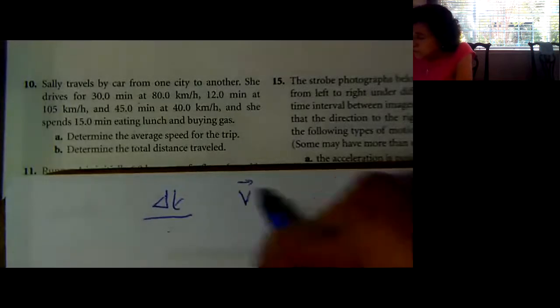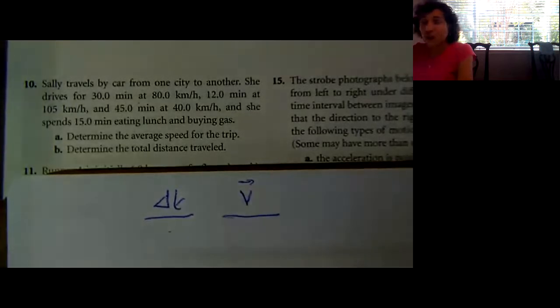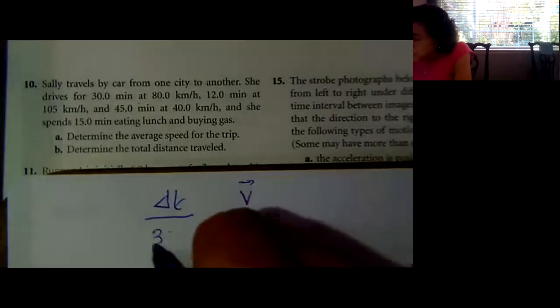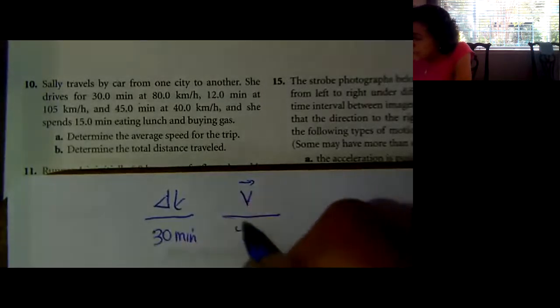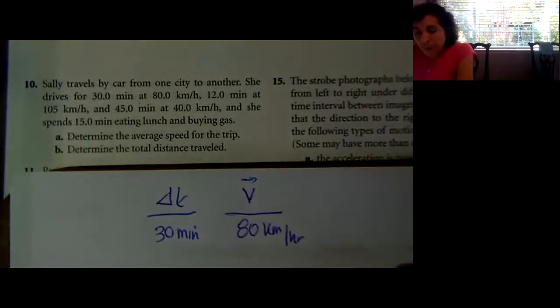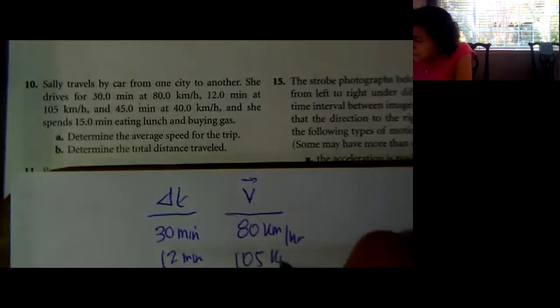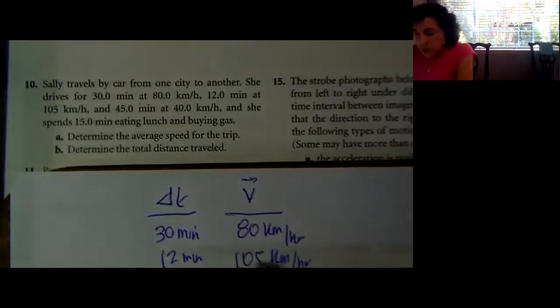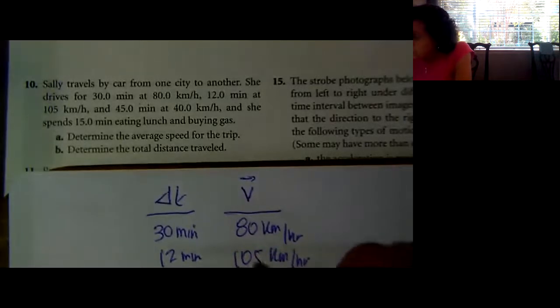Velocity, I'm going to put here just an arrow for velocity. Okay, so my first one, she travels 30 minutes at 80 kilometers per hour. And then she travels 12 minutes at 105 kilometers per hour. Then she goes 45 minutes at 40 kilometers an hour. Maybe there was a traffic jam. She slowed down way much. And then they tell us something which may or may not be interesting, and that is 15 minutes. She does lunch and gets gas.